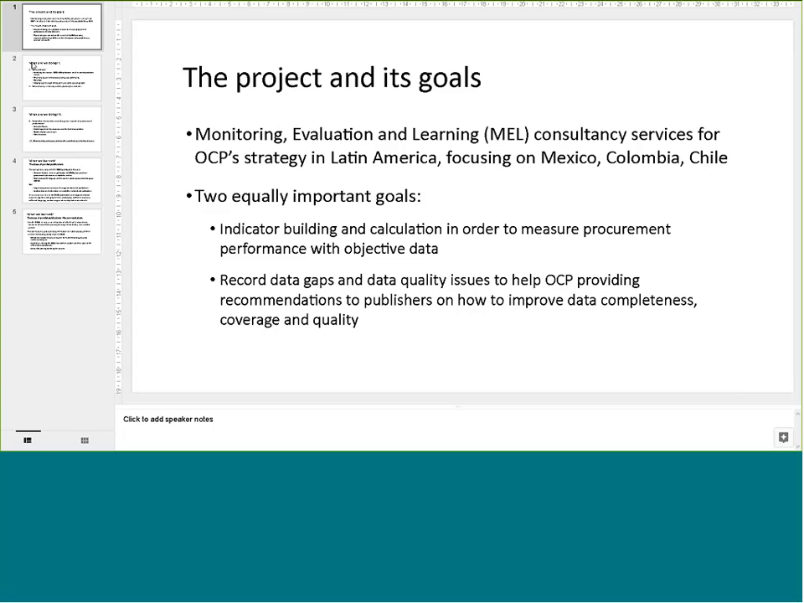But on the other hand, there is another aspect of this work which is equally important. We are examining the usability of this data by recording data gaps and technical issues, if we face any of them. So this is really a learning process in which we try out in real life how easy it is to use the procurement data published in these countries. Next slide, please.